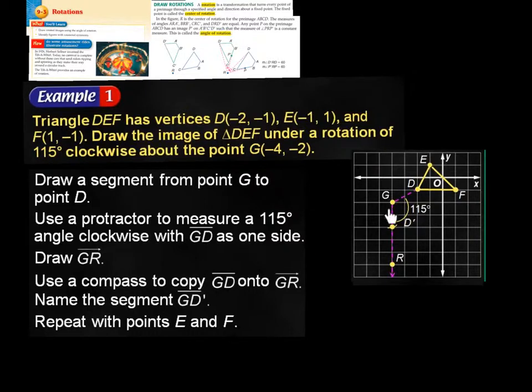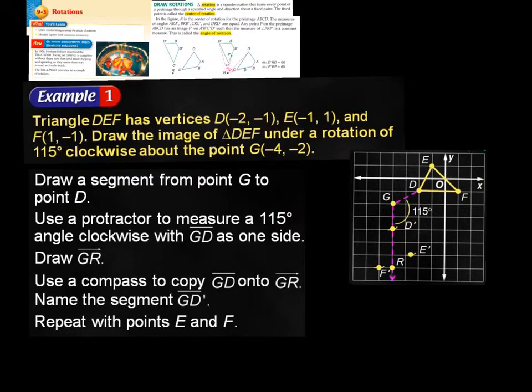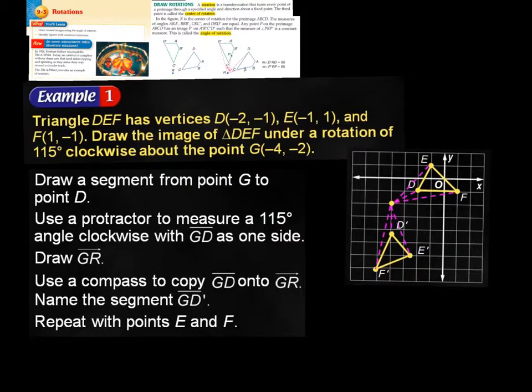Then use a straight edge and draw segment GR. We're going to repeat the process so we can copy points E and F. Finally, we'll take a straight edge and connect those points, and we have now rotated triangle DEF to D', E', F'.